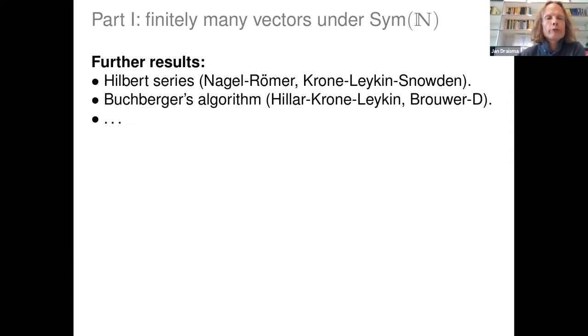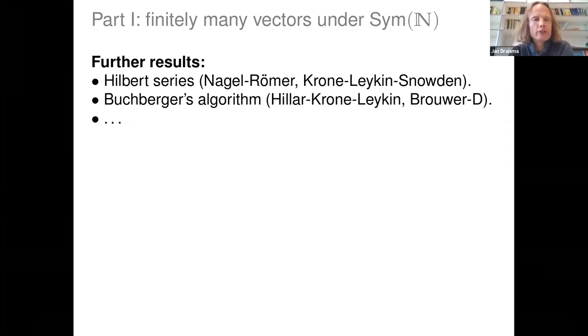Okay, there's a lot of further results concerning finite by infinite matrices. There are beautiful results by Nagel and Römer and independently by Cromwell, Lykin, and Snowden, who proved that these ideals have certain natural Hilbert series in two variables associated to them. And those Hilbert series are always rational functions. Also, there's a version of Buchberger's algorithm in this setting, which in fact Andries Brouwer and I used to compute explicitly the equations for the complexified Gaussian two-factor model.